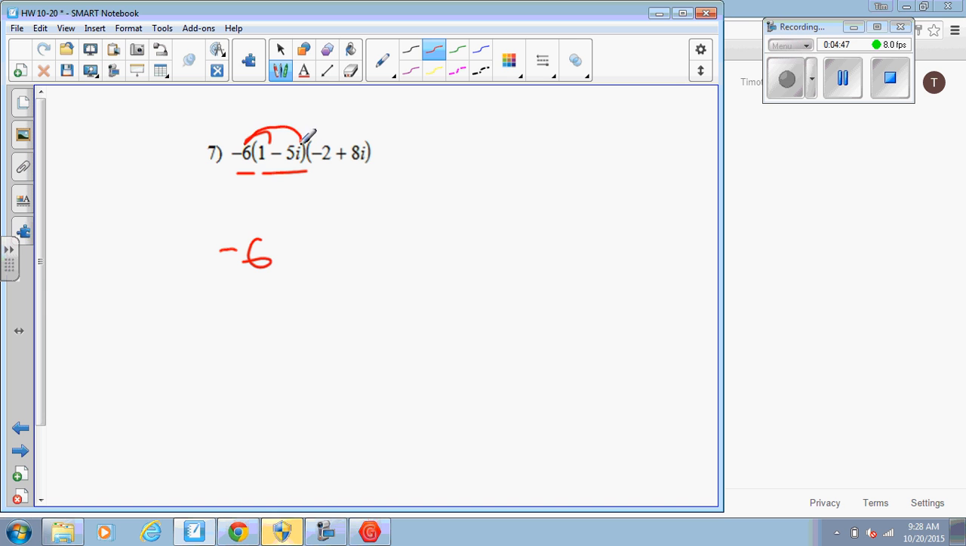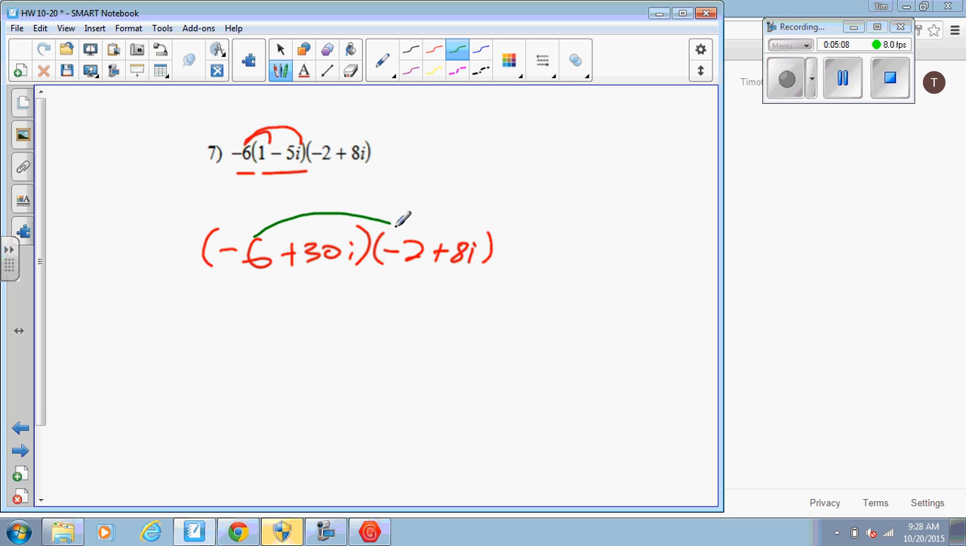And negative 6 times negative 5i is plus 30i. So that's the first 2 terms multiplied together. And I'm going to multiply that by the last term. So for that one then, I would say we'll do FOIL. And I'll do it this method now.